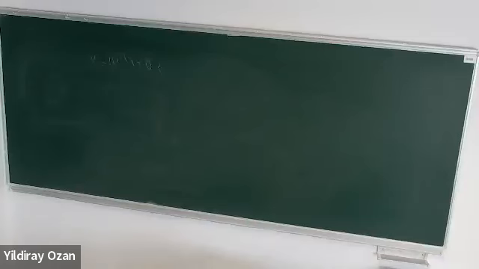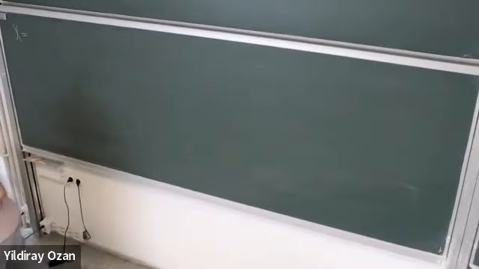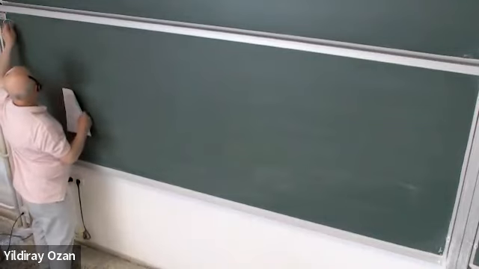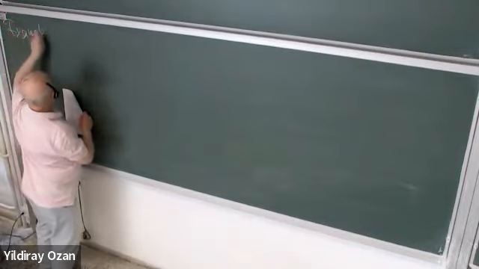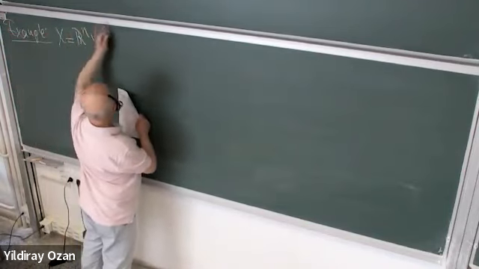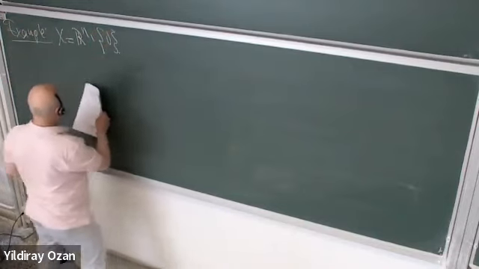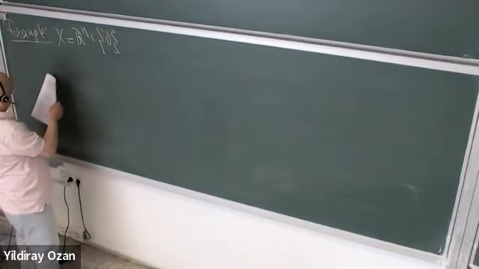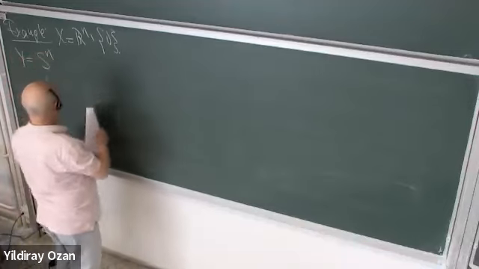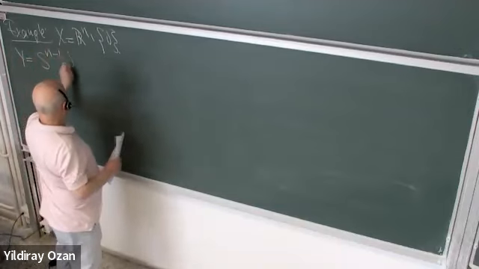All right, let me just write here. X, let's say, so this is another example. X is R^n minus the origin, and Y is S^(n-1), the unit sphere.